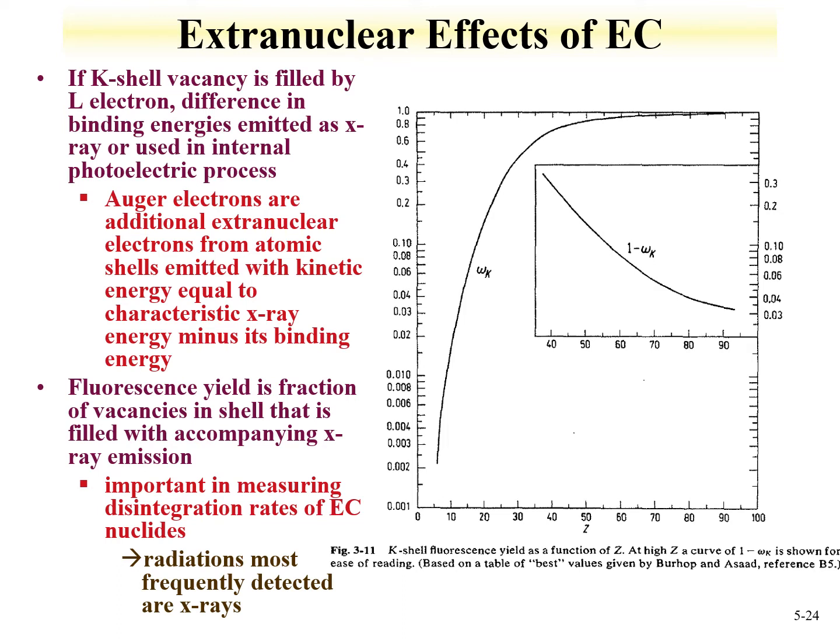There's a term, the fluorescence yield, which is the fraction of vacancies that are filled with an accompanying X-ray. The reason that this is important is that sometimes these Auger electrons can be used in radiopharmaceutical applications, where if you have an isotope that has a high degree of Auger electron emission, you can use this as a therapeutic agent for cancer treatment.